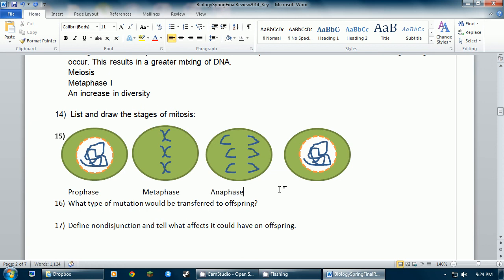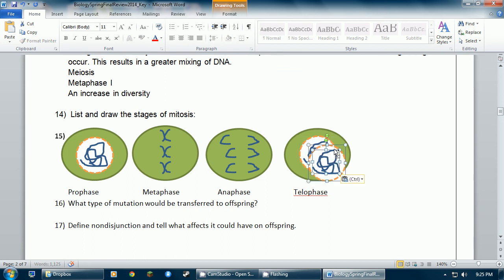Anaphase, and finally telophase. However, the difference for telophase is that once we're at telophase, it's no longer just this one anymore. It's now two.